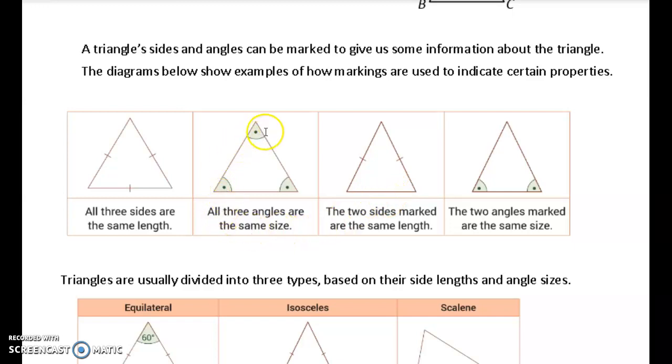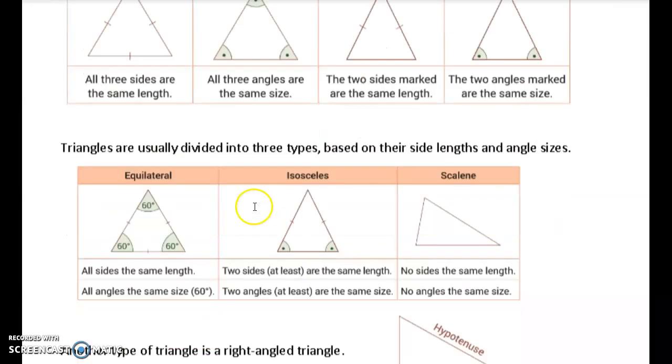Or if you look here, if you mark three angles with the same mark, that means they're the same size. Here we've two angles marked with the same mark, so they're the same size. That means this third angle is different.